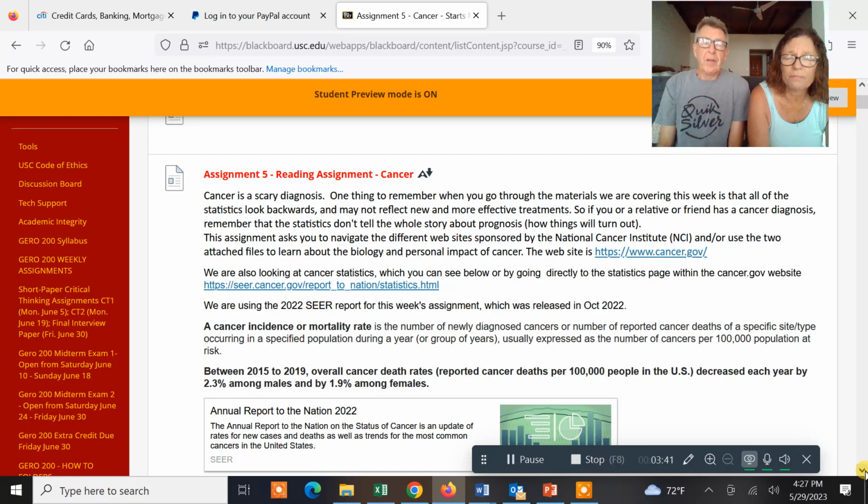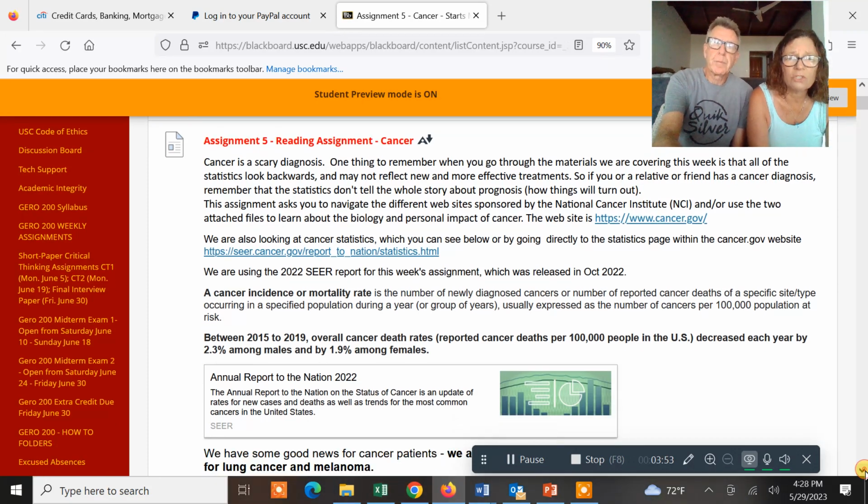The estimates are 1 out of every 2 men get diagnosed with cancer in their lifetime, and 1 out of every 3 women. It's primarily a disease of older people. We do see children, adolescents and young adults get cancer, but the numbers go way up after, say, 40 or 50.